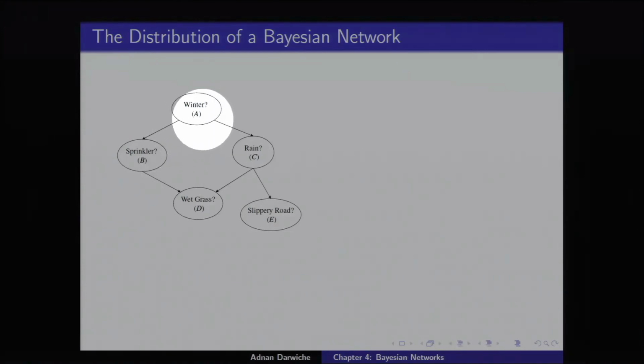1 for A being true, 1 for A being false, correct? How many parameters for this? 4, correct? For the different combinations of B and A, right?